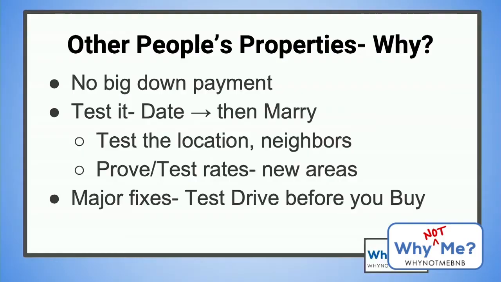Another reason to use other people's property is that when an air conditioning unit goes out, y'all, I don't have to pay for that. In fact, I call my landlord and say, hey, there's a leak in the roof, or there's an air conditioning issue. And they say, oh, we'll send someone right over, and I don't have to pay for it. It's so fabulous. Just like when you're dating, you get to date somebody before you marry them. You get to test it before you commit to it. Awesome. Now let's dive in a little deeper.